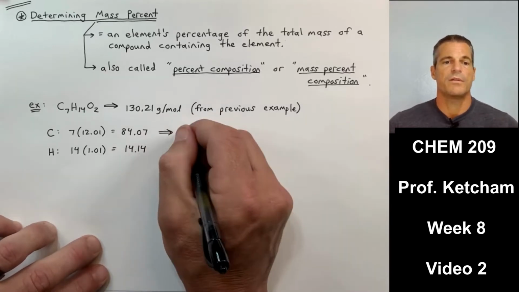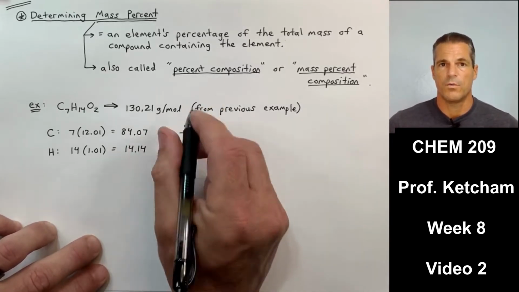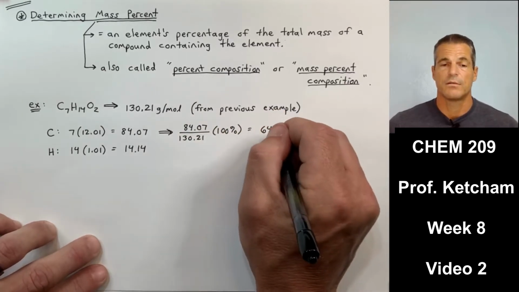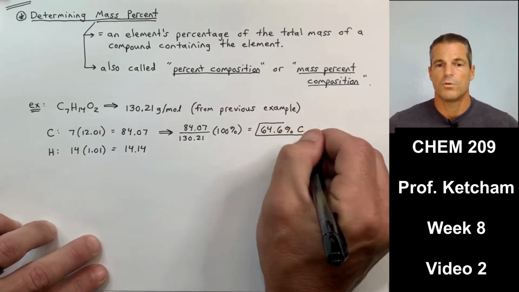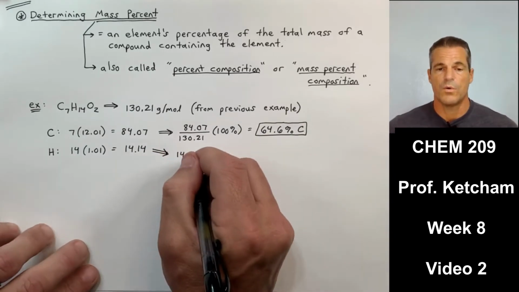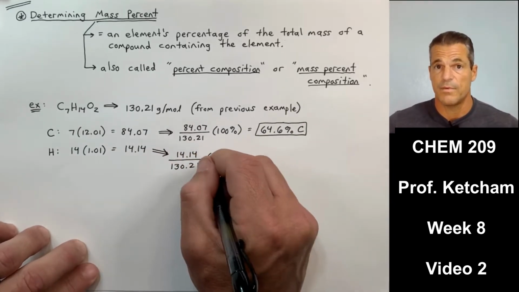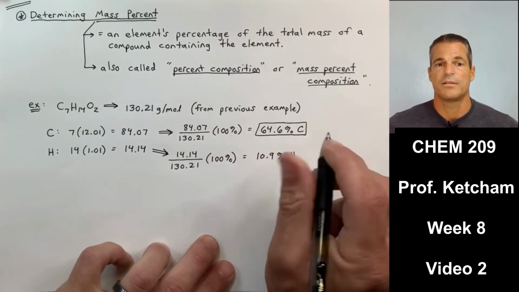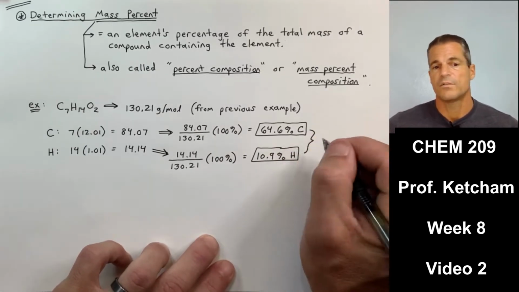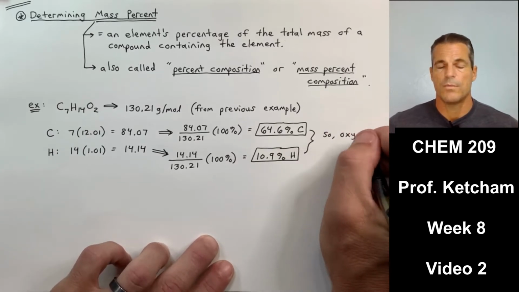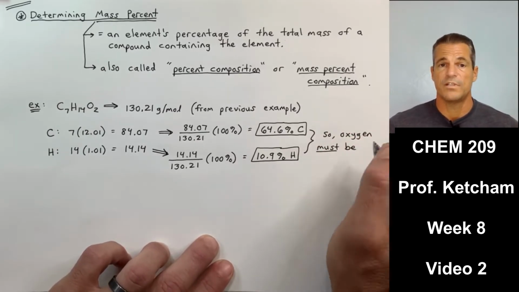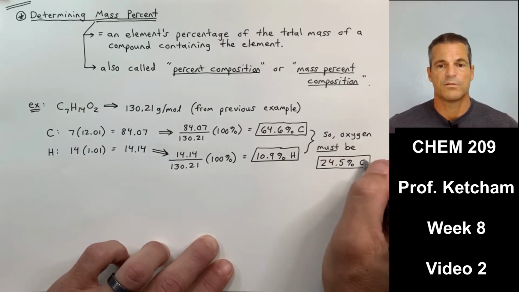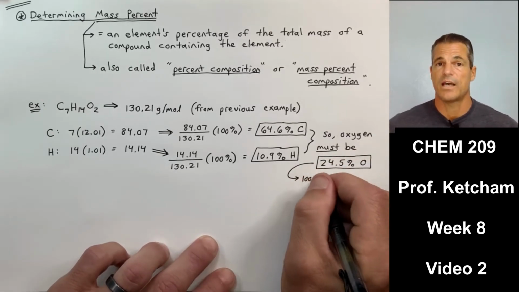So for carbon, 7 of them, there's 12.01 grams per mole for every carbon. We end up with 84.07. Okay? Well, the total molar mass is 130.21. The percent composition for carbon, or the mass percent carbon, is 64.6%. Hydrogen, 14 of them, each contributing 1.01 grams per mole for 14.14 total contribution from hydrogen. Divide by the total mass, you end up with 10.9% hydrogen.